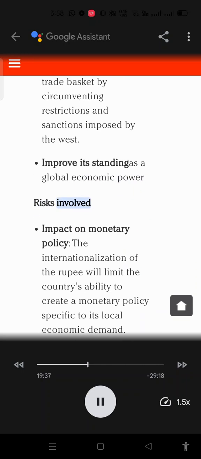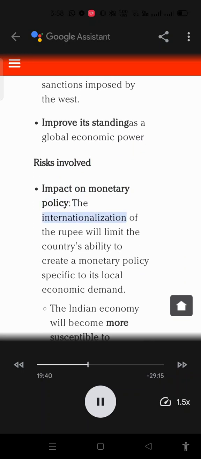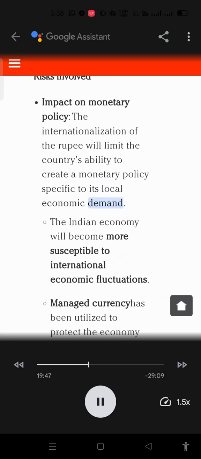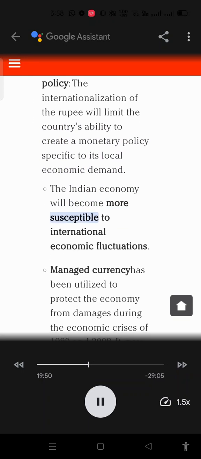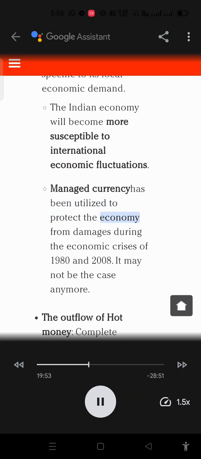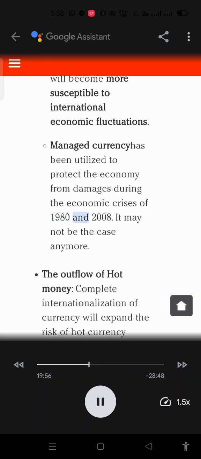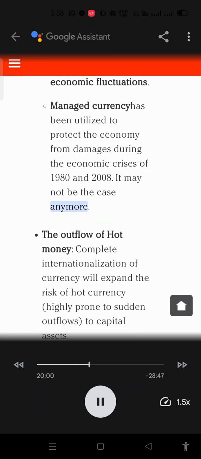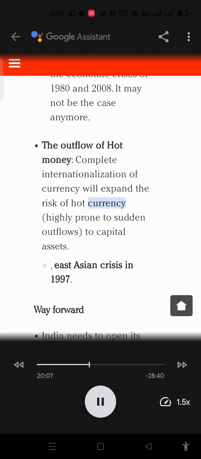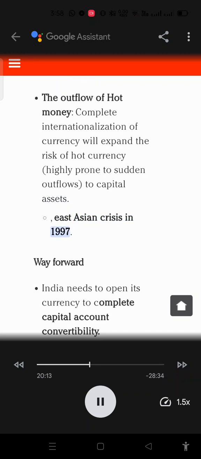Risks involved. Impact on monetary policy: the internationalization of the rupee will limit the country's ability to create a monetary policy specific to its local economic demand. The Indian economy will become more susceptible to international economic fluctuations. Managed currency has been utilized to protect the economy from damages during the economic crises of 1980 and 2008. It may not be the case anymore. The outflow of hot money: complete internationalization of currency will expand the risk of hot currency, highly prone to sudden outflows, to capital assets, as in the East Asian crisis in 1997.